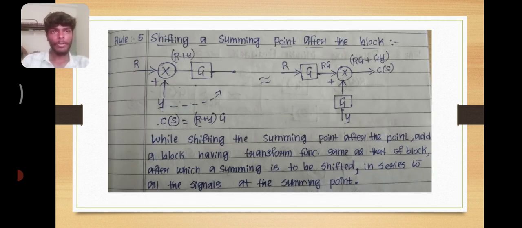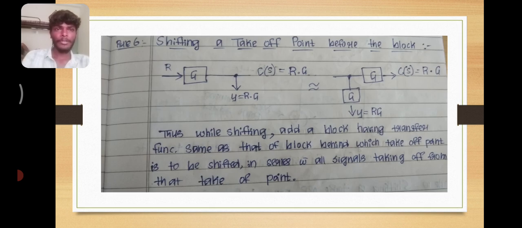Shifting a summing point after the block: add a block having the same transfer function as the block after which the summing point is to be shifted, in series with all the signals at the summing point. Shifting of a takeoff point before the block: add a block having the same transfer function as the block behind which the takeoff point is shifted, in series with all signals taking off from that takeoff point.